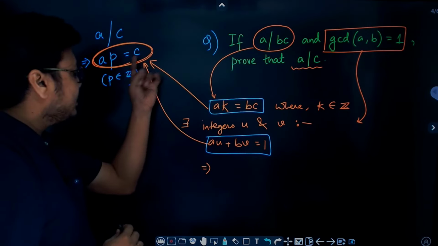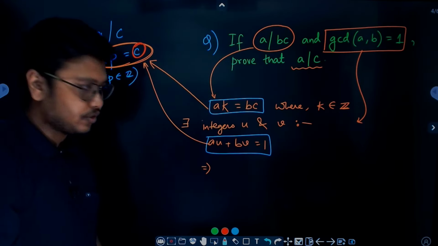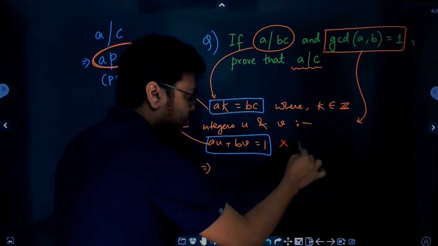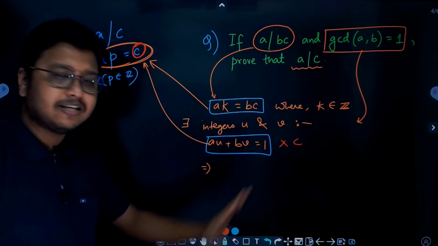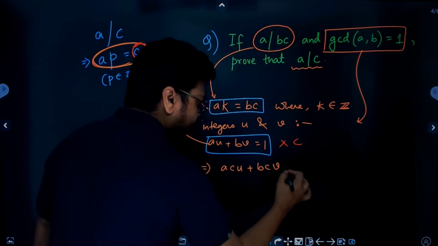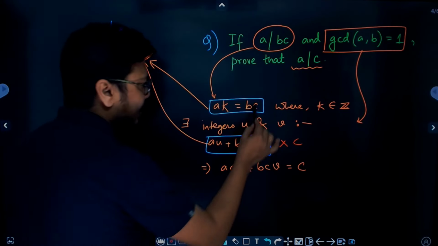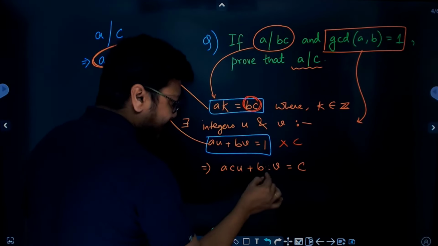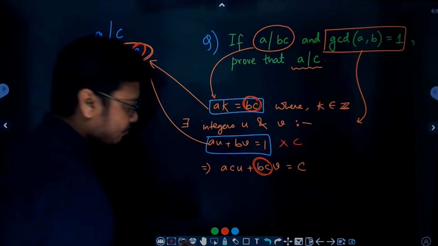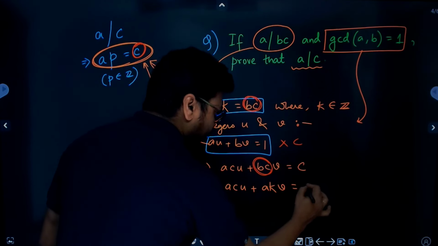I need a C on the right side. As you can see, there is a C on the right side of the equation. So what I'm going to do is multiply by C on both sides of this equation. If I multiply by C on both sides, I'm going to get ACU plus BCV is equal to C. Now what I have is B times C, that is equal to A times K. So I'm going to substitute that over here and I'll get ACU plus AKV is equal to C.